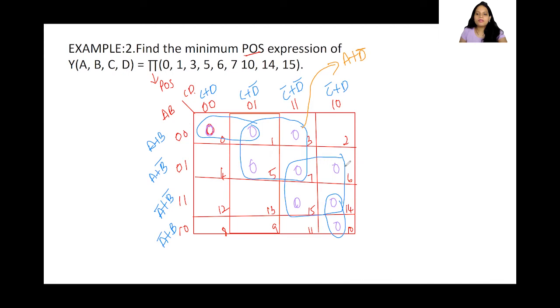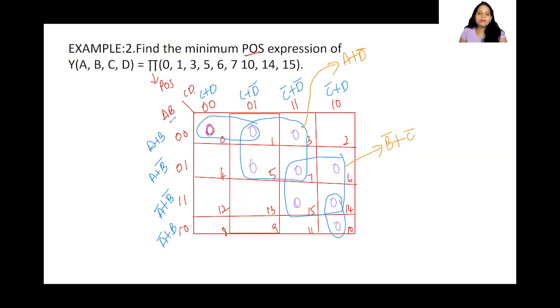Okay, let's find out for this one, this quad. So here the row value is a plus b bar changing to a bar plus b bar. So what is changing state here? A is changing state. So I'm directly going to write b bar plus c bar plus d bar changing state to c bar plus d. Okay, so d is changing state here, hence I'm going to write only c bar.